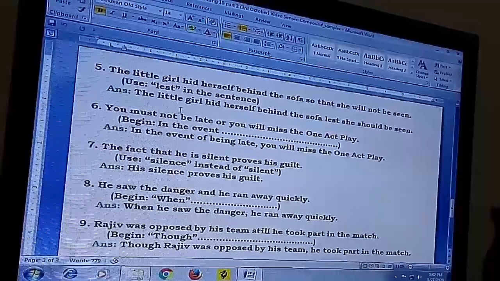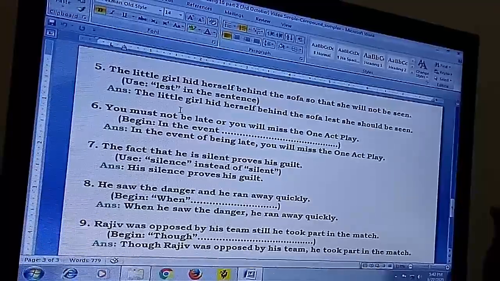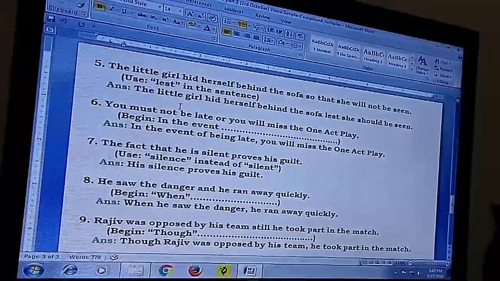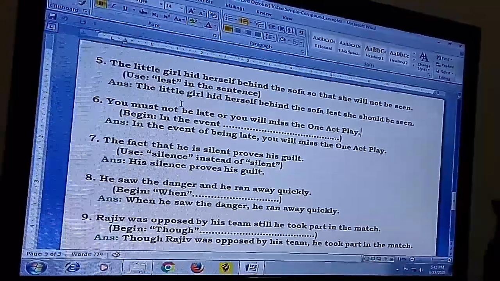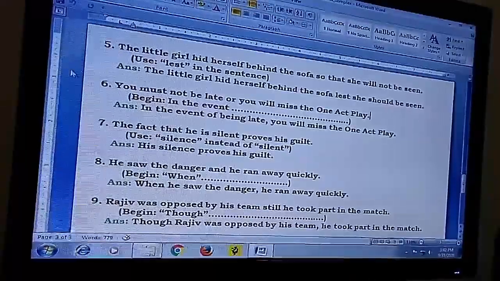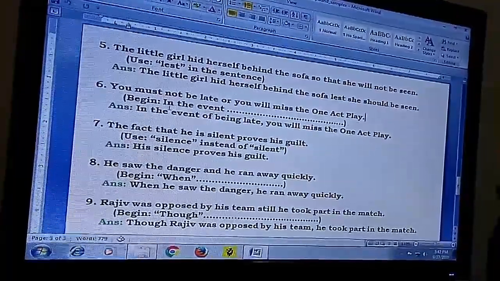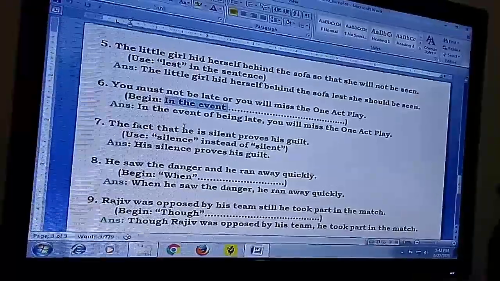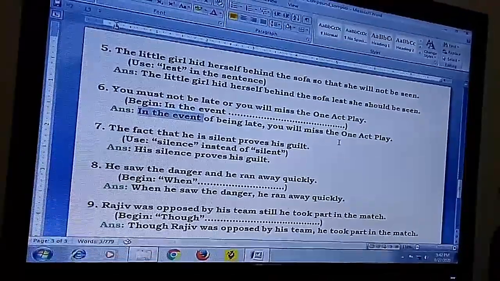And quite often in the ICSE exam, both 9thers and 10thers, you will face part C and D with this type of questions, and directly they may ask you use lest, and this will be the answer. Number 6. You must not be late or you will miss the one act play. See, you are asking begin with in the event. So you have no option. You have to begin with in the event. So in the event of being late, you will miss the one act play.